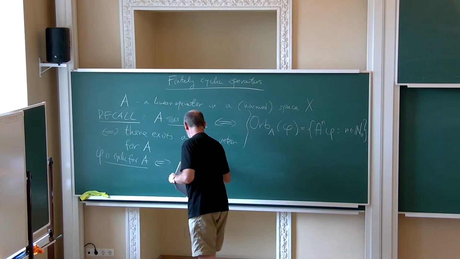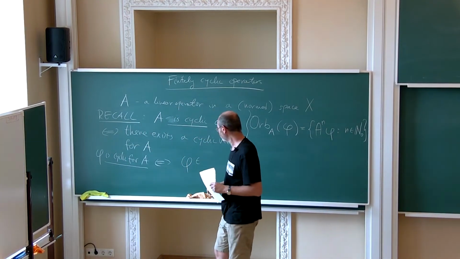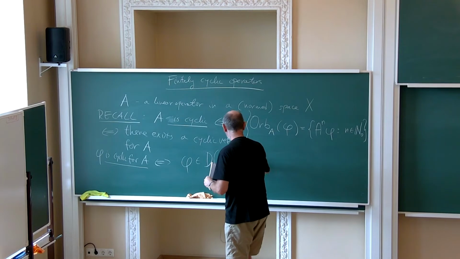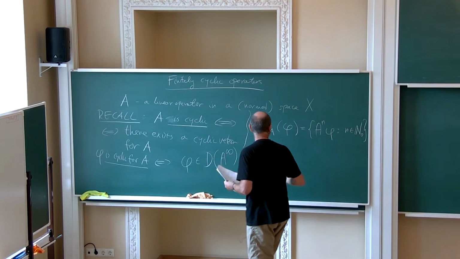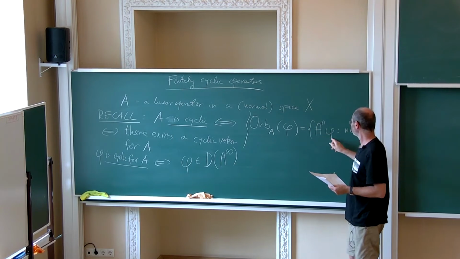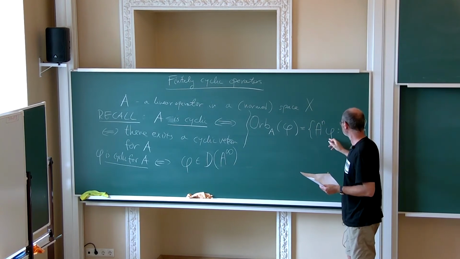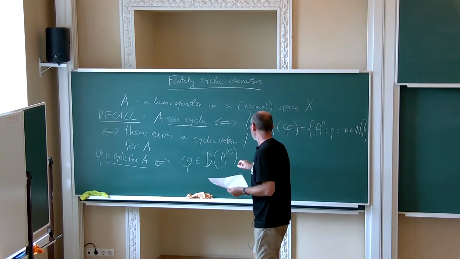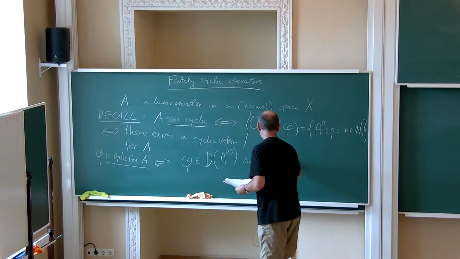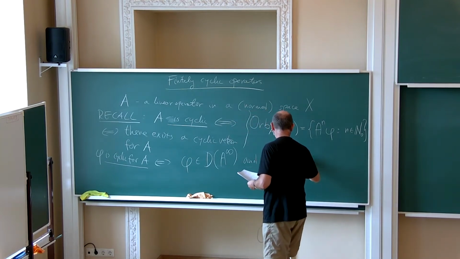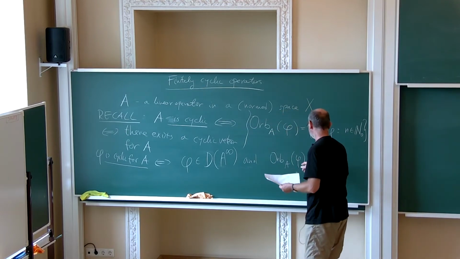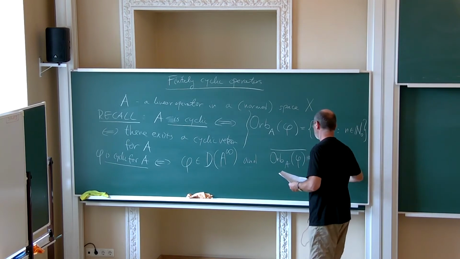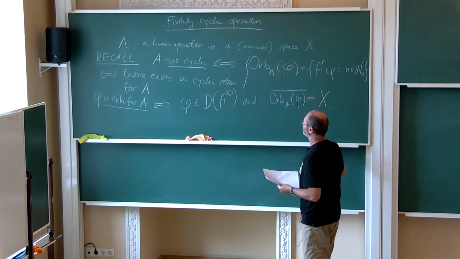First condition is that phi should belong to the domain of so-called A infinity, we need that it has sense, yes, for any n. And the orbit of phi with respect to A is dense. So this is the cyclic situation.